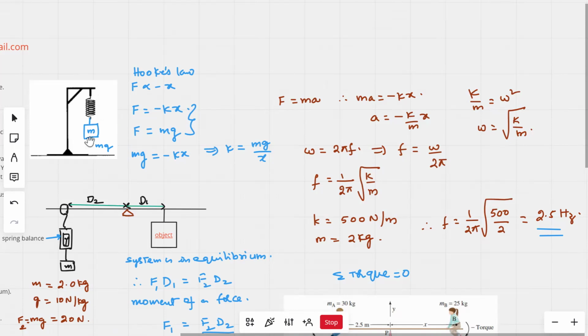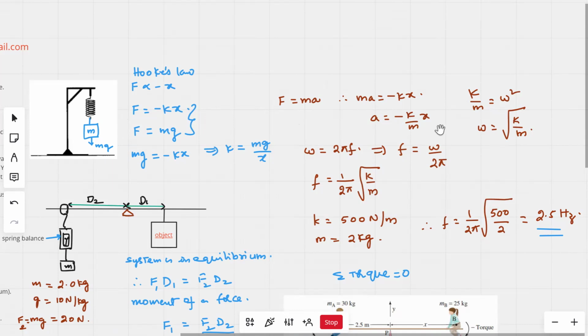Here, the spring mass system is making oscillations. These oscillations should be simple harmonic in nature. How can we say that the oscillations are simple harmonic? When the acceleration is proportional to the displacement and the acceleration and displacement are oppositely directed, then we call the oscillations simple harmonic in nature. Therefore, here A is equal to minus K by M times X. Therefore, the condition is satisfied. Therefore, the oscillations are simple harmonic in nature.